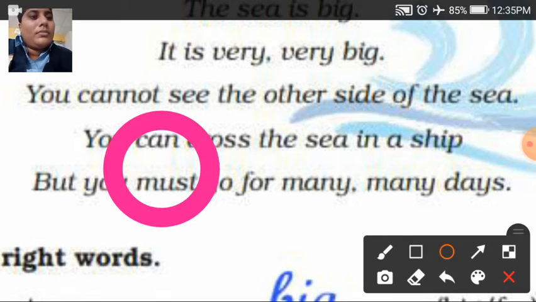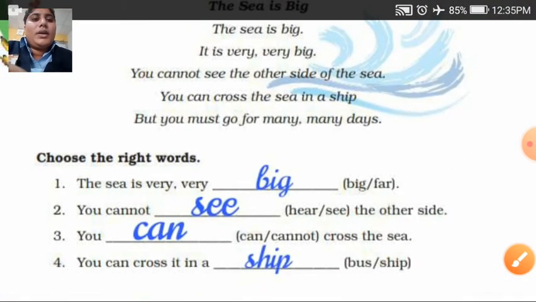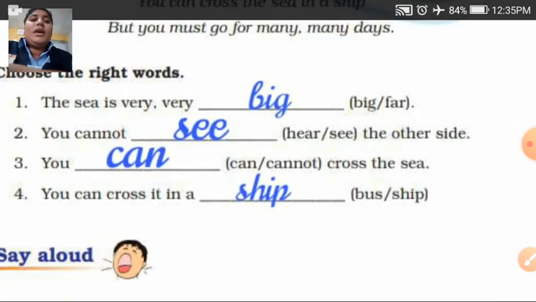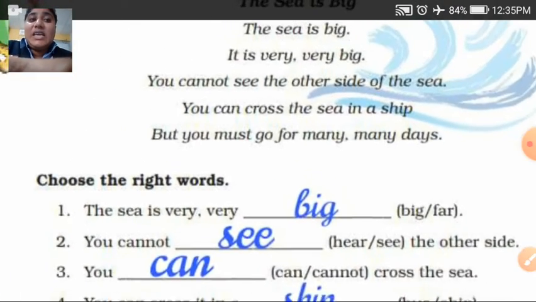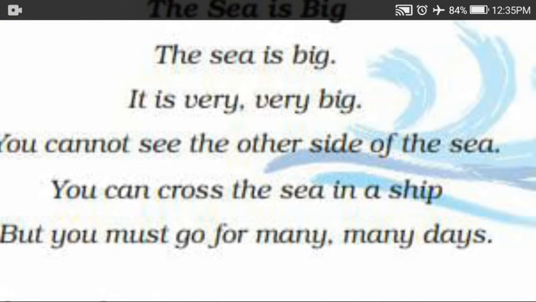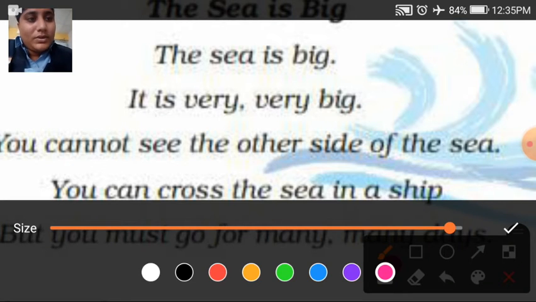Can. Now, the next sentence is, you can cross it in a ship or a bus. Now, when we are traveling in the sea, you cannot cross it by a bus. What would you need? You would need something to cross it with, right? So when we are highlighting it, how should it be?